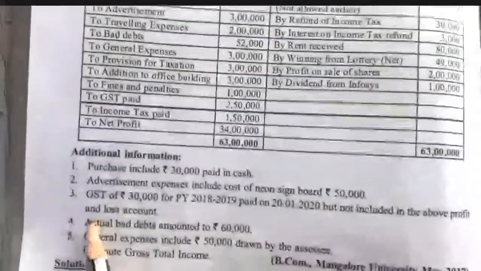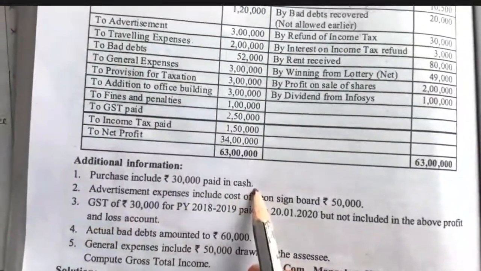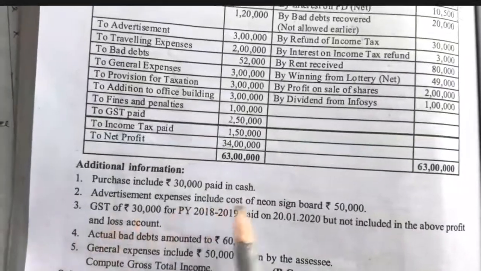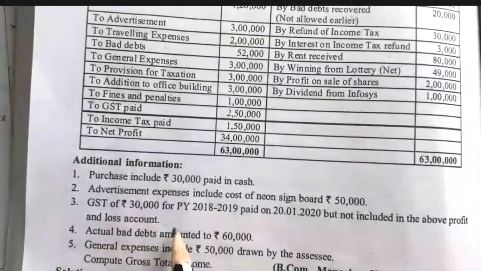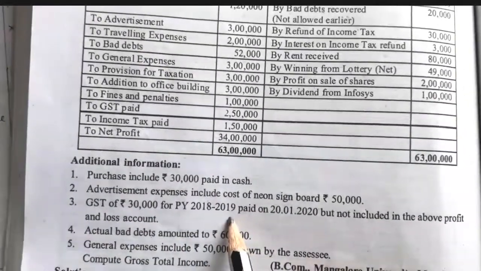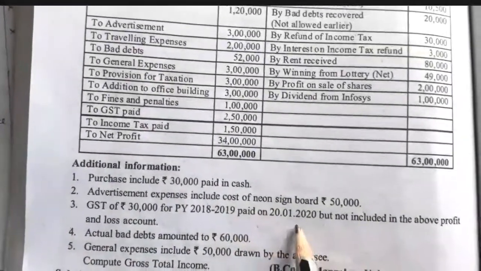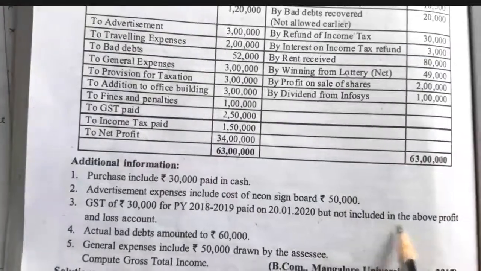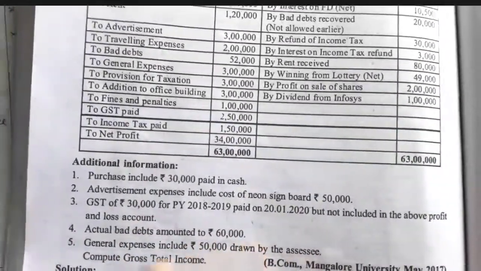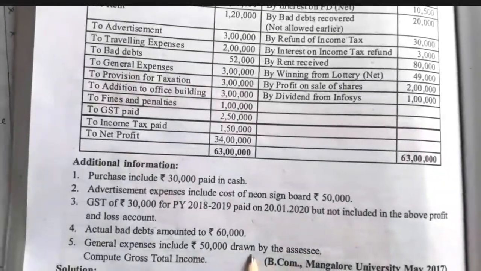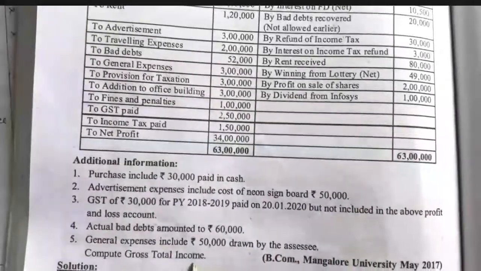Additional information: purchases include rupees 30,000 paid in cash, advertisement expenses include cost of neon signboard rupees 50,000, GST of rupees 30,000 for the previous year 2018-19 paid on 20th Jan 2020 but not included in the profit and loss account. Actual bad debt amounted to rupees 60,000. General expenses include 50,000 drawn by SSC. Compute the gross total income.